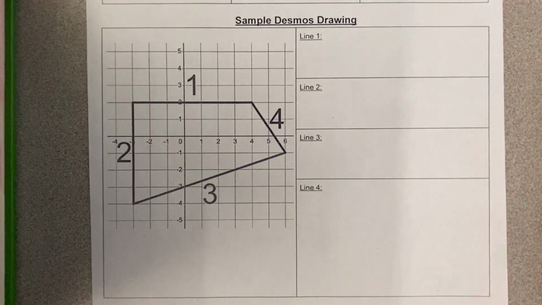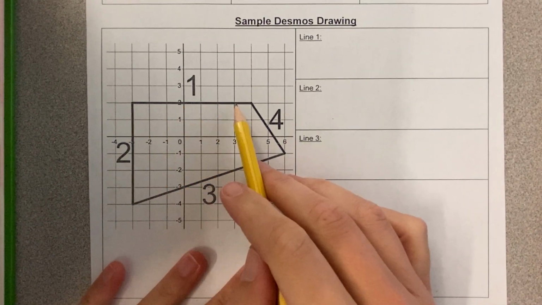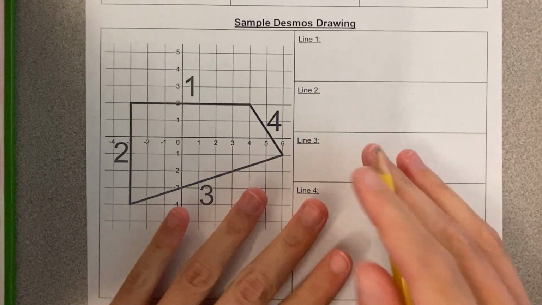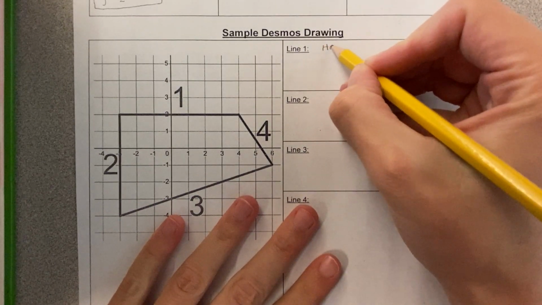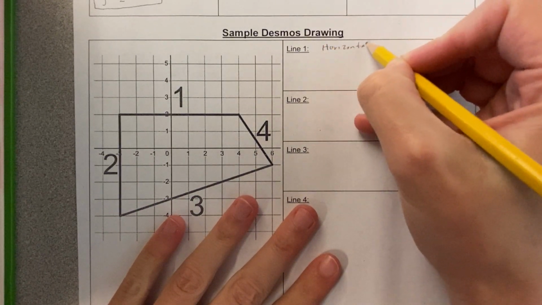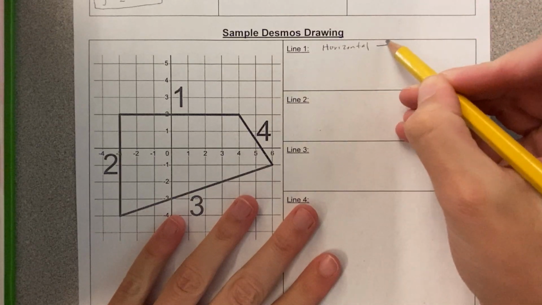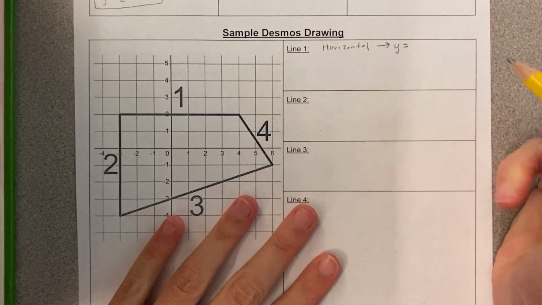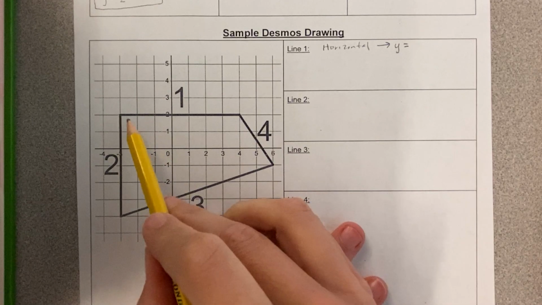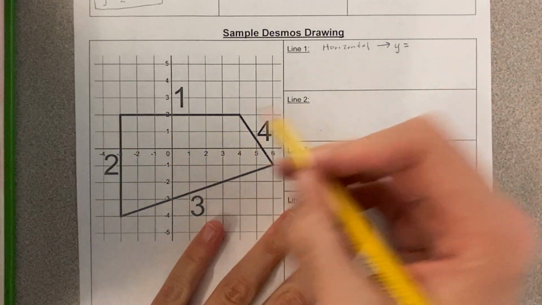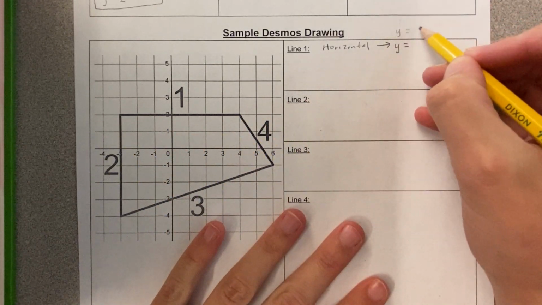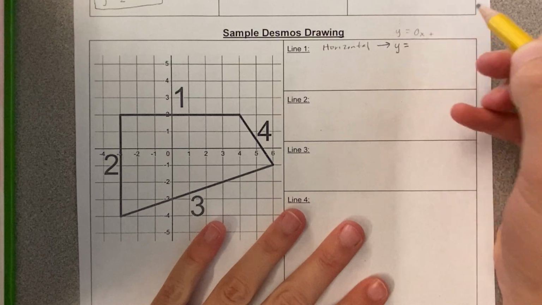All right, let's take a look at line 1. I observe right away that line 1 is a horizontal line. I know that horizontal lines are always y equals a number, always, because this is a line that has a slope of 0, so you can think of it as y equals 0x plus whatever the y-intercept is.